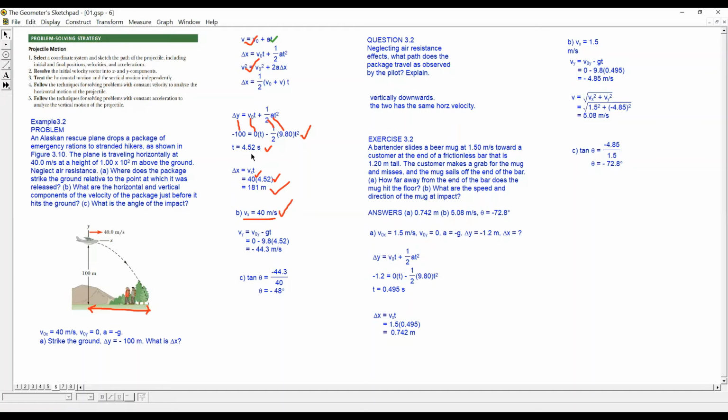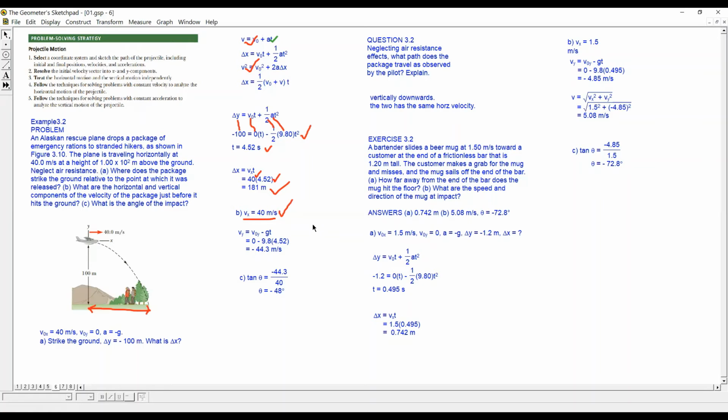And we have found earlier 4.52. So substitute in 4.52 and you get the velocity as negative 44.3. Right. So we have found the horizontal component and also the vertical component of the velocity.